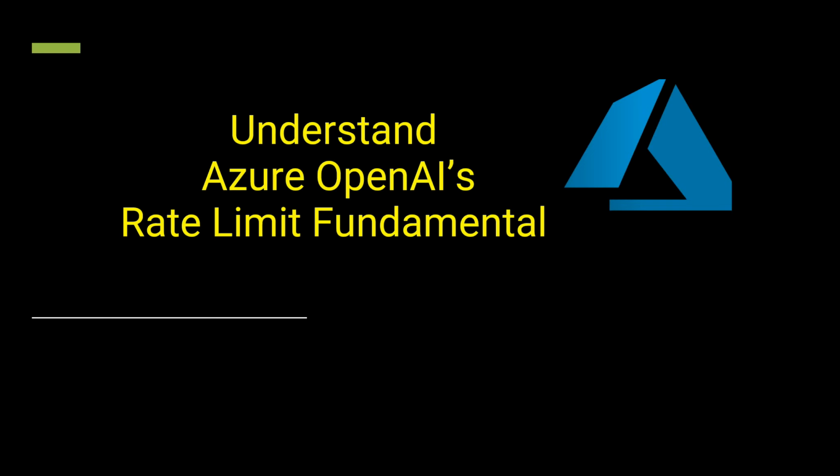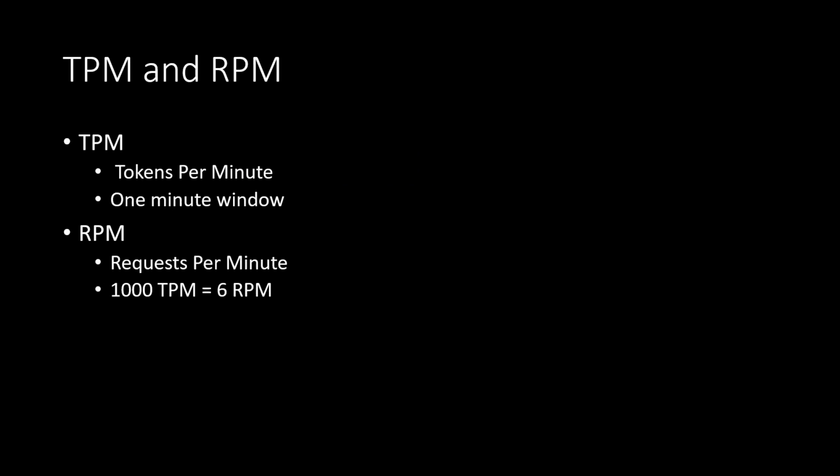So let's first understand the two key concepts associated with this rate limit. The first one is TPM and the second one is RPM. TPM is short for tokens per minute. It is a 1 minute window, and it tells you that in this 1 minute window you can utilize only this many tokens. Whereas RPM is requests per minute. So 1000 TPM equals 6 RPM, which means that in a minute you can send at max 6 requests, which ultimately leads to somewhere around 10 seconds per request.